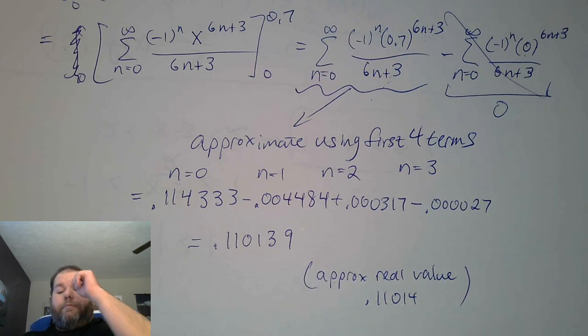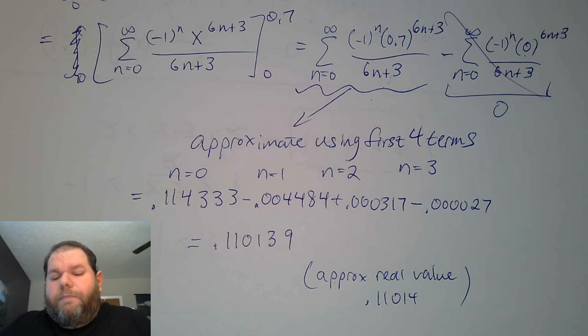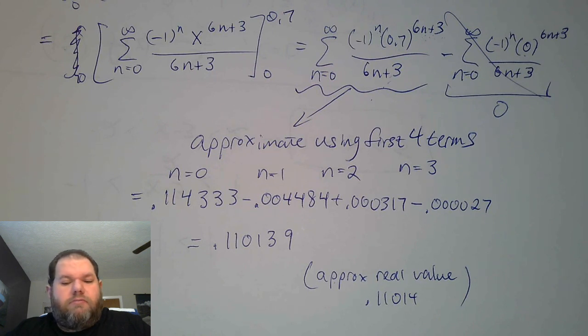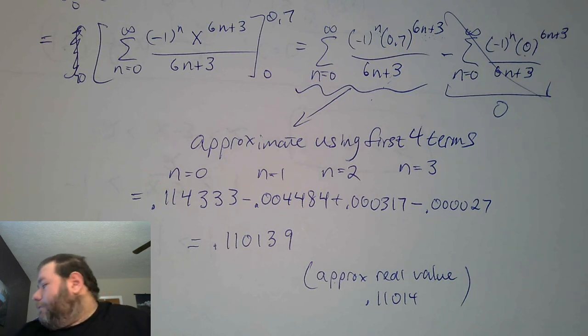I don't remember how I got that value, 0.11014. I think it's possible to integrate that expression and not just calculate it by hand. I don't remember, it might have been an arctangent. Yeah, it's like arctangent of x cubed divided by 3. Something like that. Anyway, but yeah, that's really close.